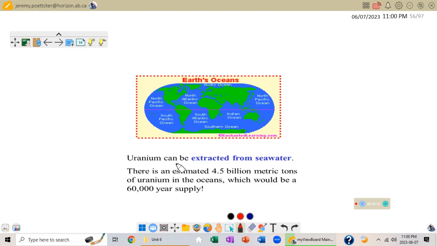Additionally, uranium could be extracted from seawater. It's estimated there's about 4.5 billion metric tons of uranium in the oceans. That'd be about a 60,000 year supply. Doing pretty good there.